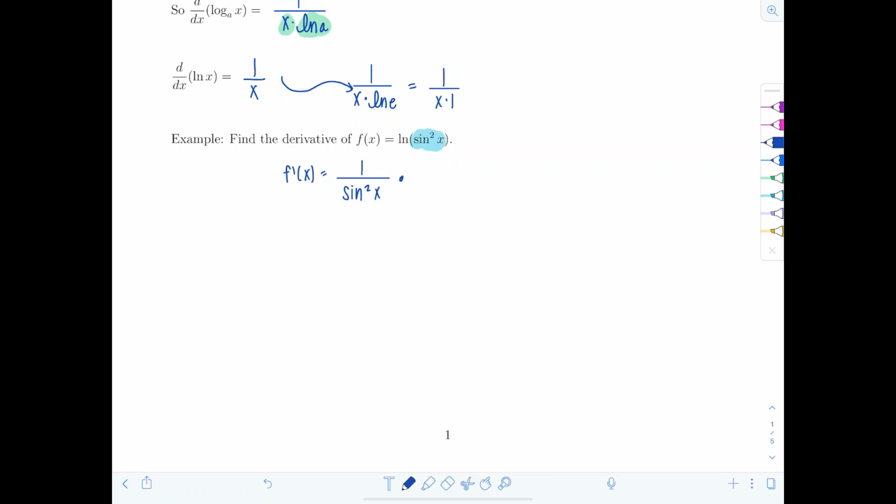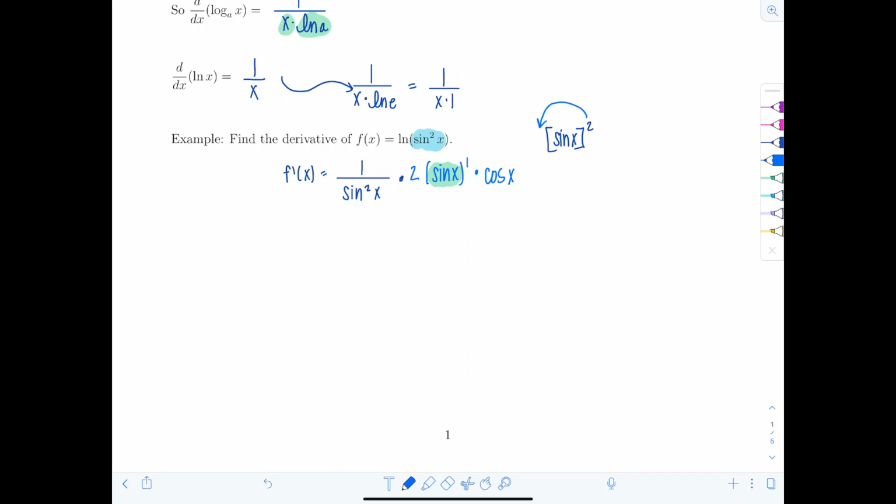Then by the chain rule, I have to multiply by the derivative of sine squared x. And if it helps you to rewrite sine squared x like this, so you can see how to take the derivative more easily, go for it. So you're going to multiply by 2. Then you just have sine of x raised to the first. And then I have to apply the chain rule one more time and multiply by the derivative of sine x, which is cosine of x.